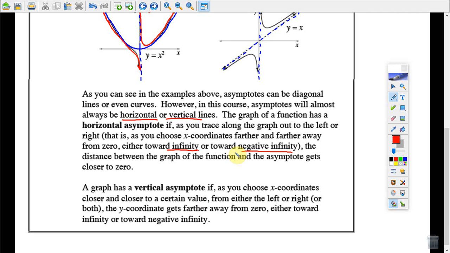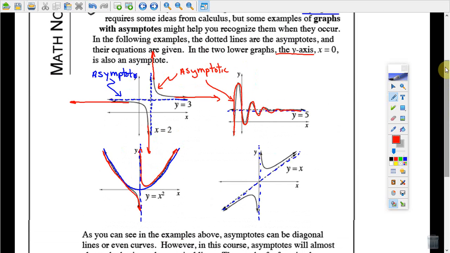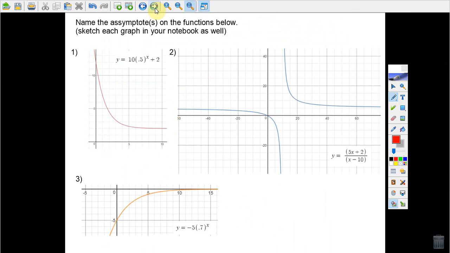A graph has a vertical asymptote if, as you choose the x-coordinate closer and closer to a certain value from either the left or right, or both, the y-coordinate gets further away from 0, either towards infinity or negative infinity. So there you go, guys. That's asymptotes. Let's look at a couple examples on the next slide.